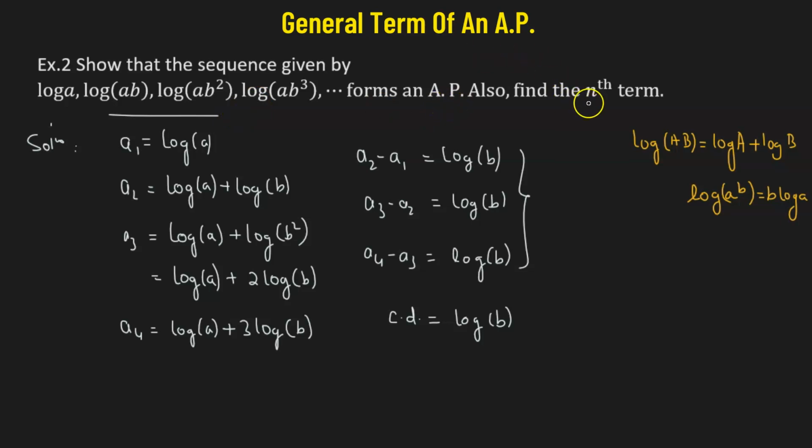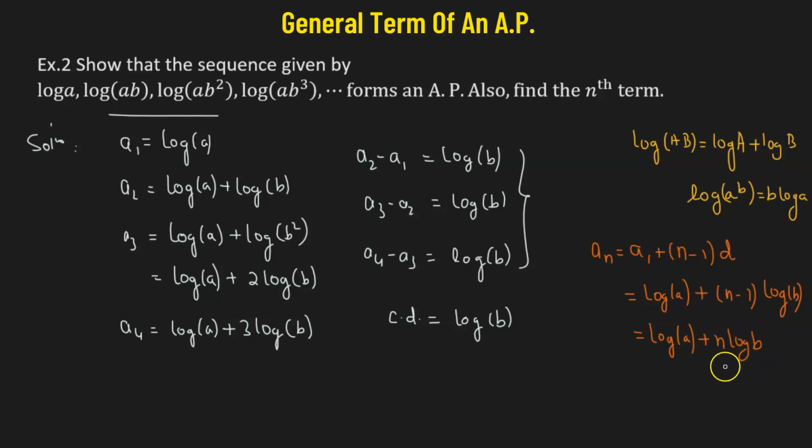Now our next task will be to obtain the nth term. So we know that the nth term an is given by the form a1, the first term, plus n minus 1 times the common difference d. So here the first term a1 is simply log of a, plus n minus 1 times the common difference. The common difference is log of b. That means this will be equal to log of a plus n times log of b minus log of b.